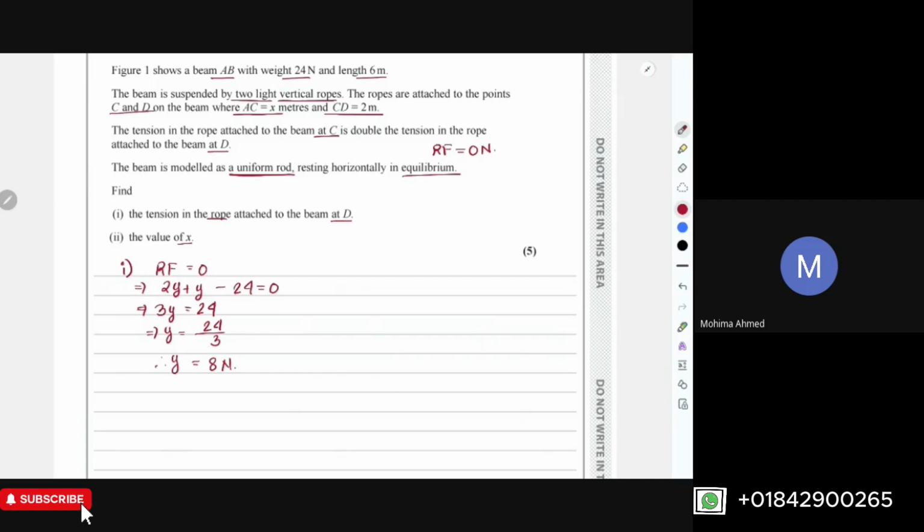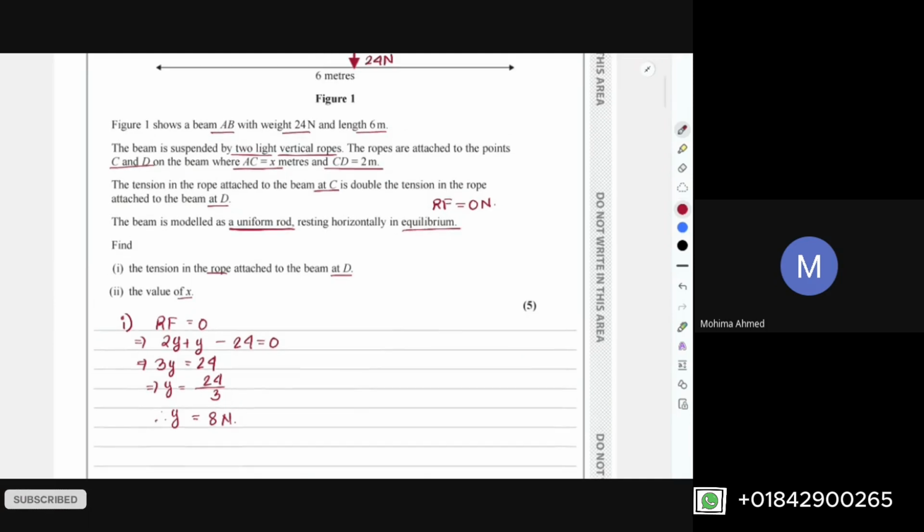Problem is, this y gives you, oh no, this is it, right? Wait, the tension in the rope attached to C is double the tension in the rope attached to D. Yeah, sorry, that's correct. In D, whatever you had, twice of that will be the tension at rope C. So we can consider the tension in rope D is just y, which is 8 Newton, right? That's it for part A. For part A, I didn't use any moment basics. I only used the overall resultant forces concept to find that.